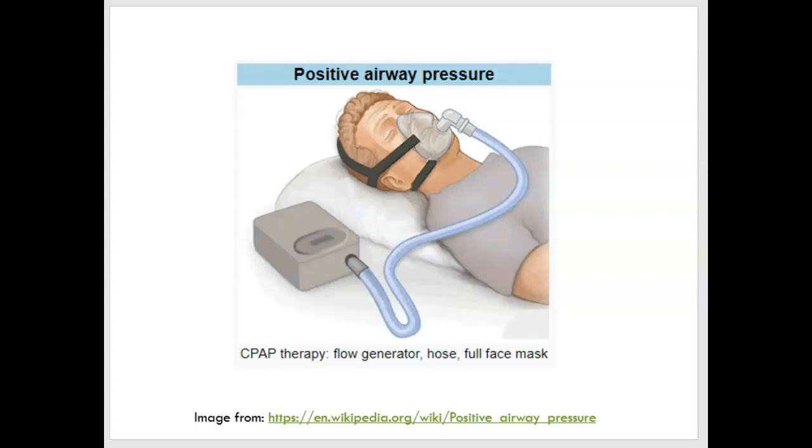So this is what we usually think of when we think of positive airway pressure, is that people will wear one of these masks at night when they sleep. A lot of the masks are not full face masks like this, but they are many times just on the person's nose, covering the person's nose. Positive airway pressure can also be delivered by a ventilator, like people who are in ICU, to keep their airways open as well.